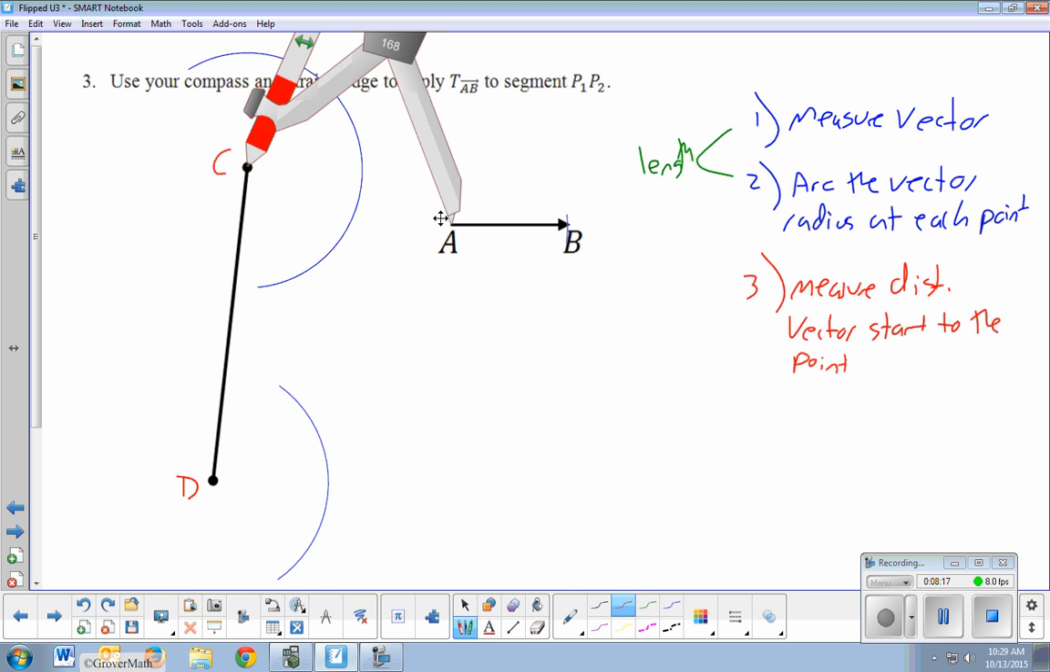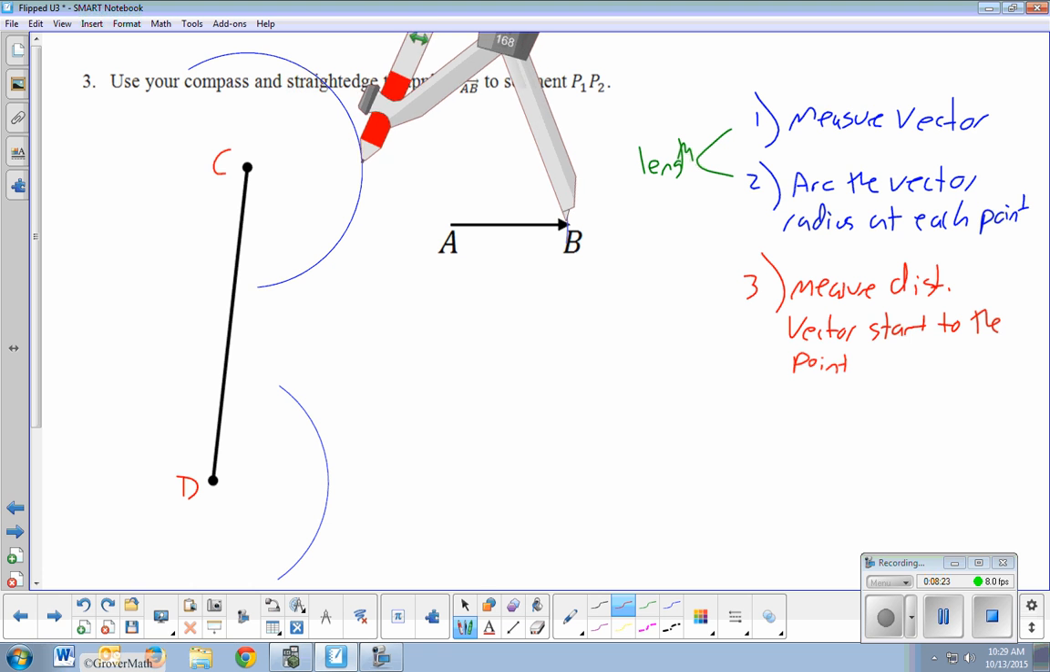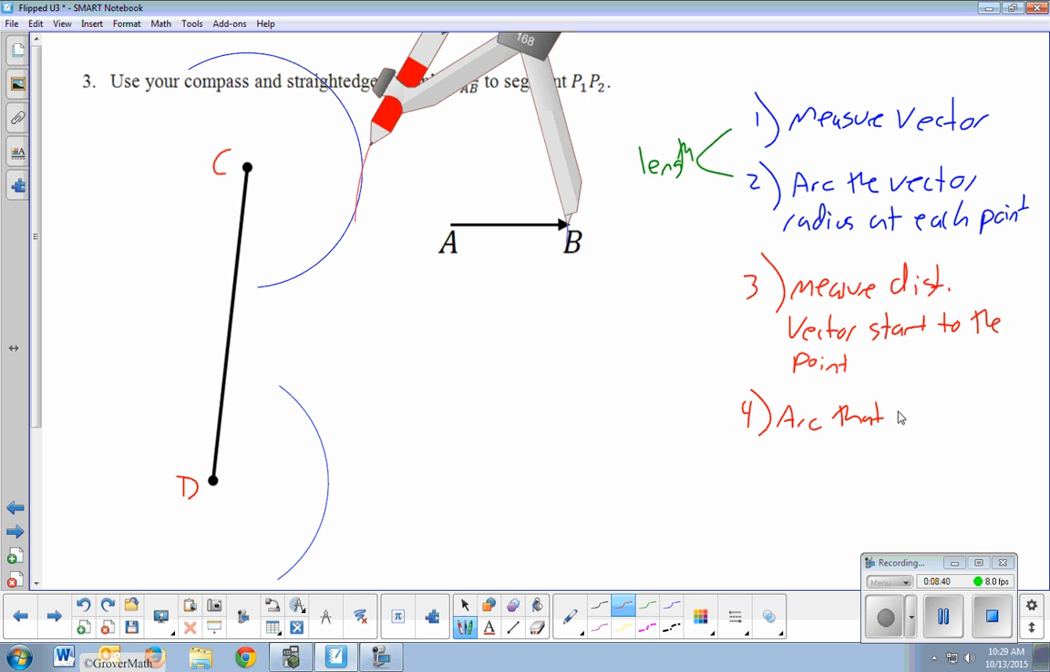So I want to move point C. I need to know the length between this, but then I draw the arc from the end of the vector, like that. And so step 4 is draw or arc that length from the vector end.